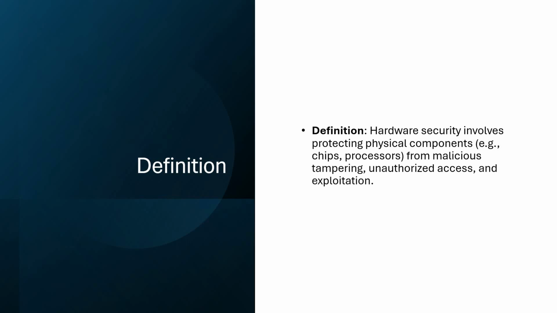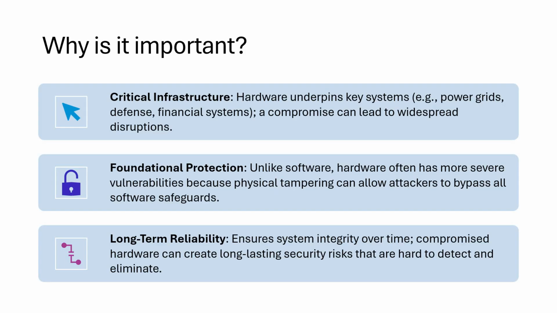Now, I'll read it again. Hardware security is all about protecting physical components like the chips and the processors from malicious tampering, unauthorized access, and exploitation. Why is it important? Do we have to really bother about hardware security? Yes, it's super important, and the reasons are listed.